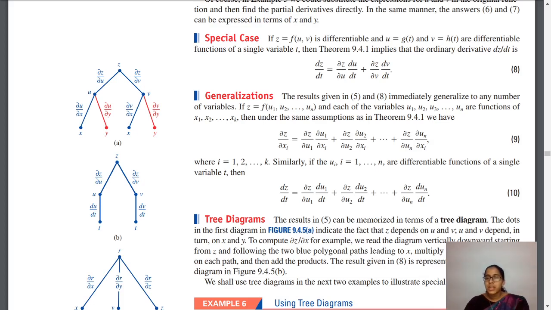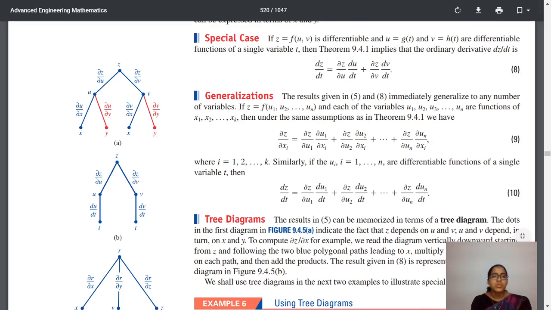That's what the result in 5 can be memorized in terms of a tree diagram. How is it easy? First we will write the given function, that is z. Then we will see z is depending on two variables u and v. So we will write u and v again. And what is u depending on? X and y. V is also depending on x and y.